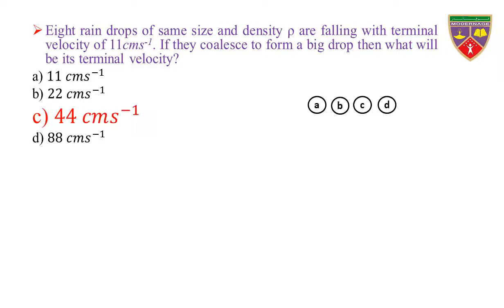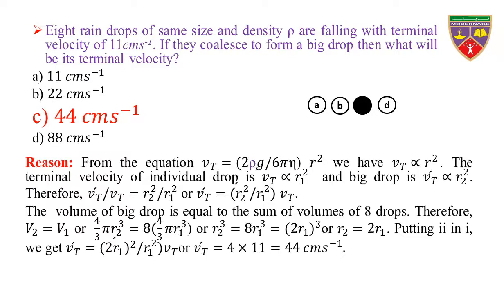The key is 44 centimeter per second. Therefore, the correct option is C. Reason. From the equation, terminal velocity is equal to 2 rho g divided by 6 pi eta into r square, or we can say that Vt is directly proportional to square of r.